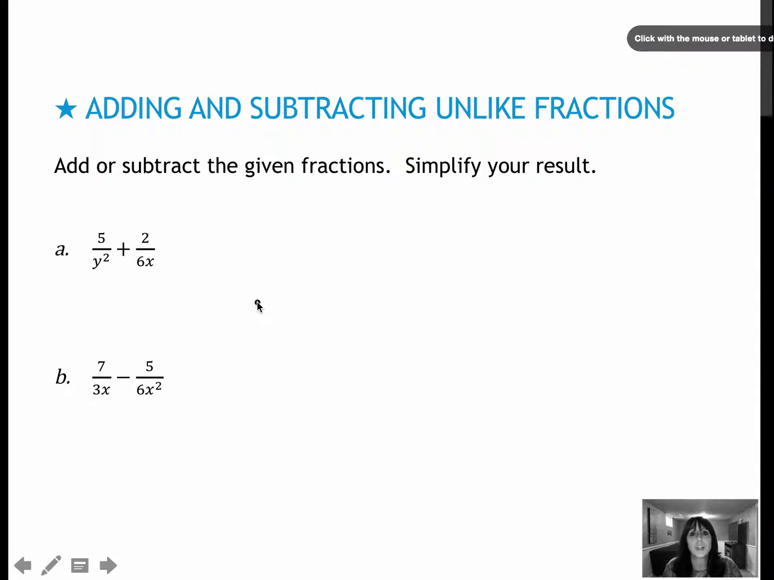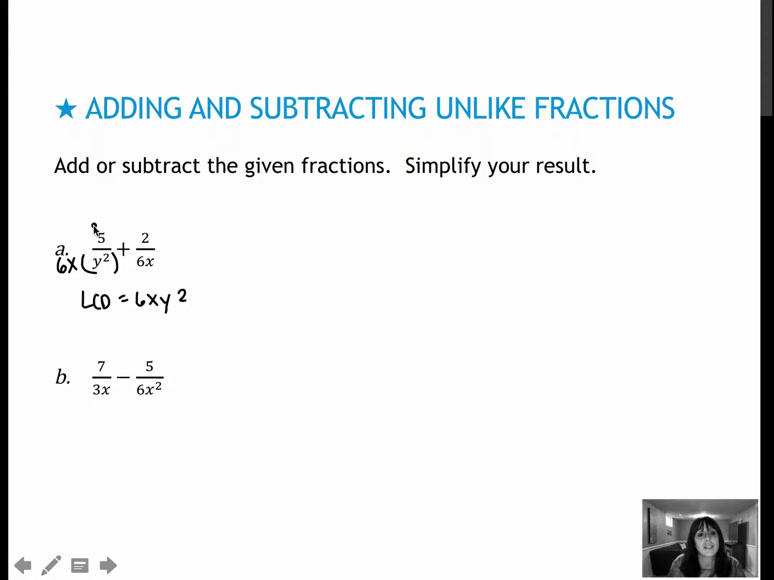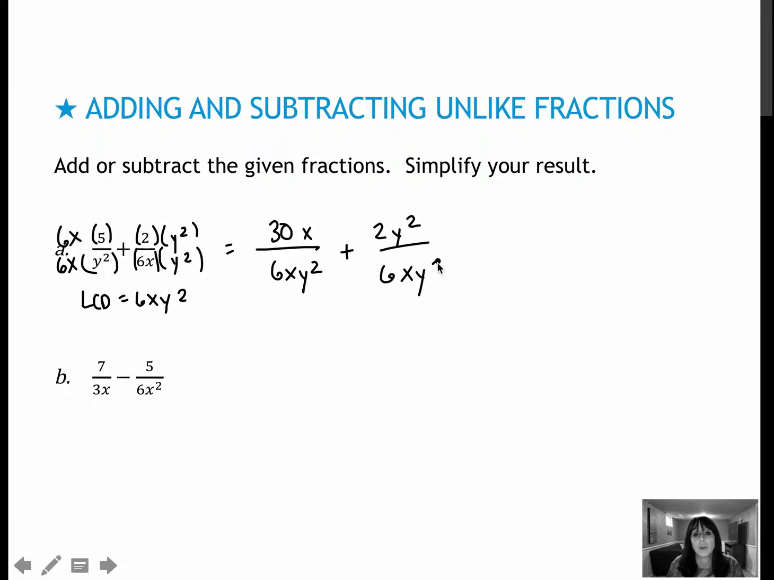Again, for these questions, we're looking for a common denominator. For my first, my least common denominator would be 6xy squared, because they really didn't have anything in common, which means I would have to take y squared times 6x, so top and bottom times the same thing. I would have to take 6x times y squared, so top and bottom times the same thing. That changes my question into 6 times 5, or 30x, over 6xy squared plus 2 times y squared, or 2y squared, over 6xy squared.